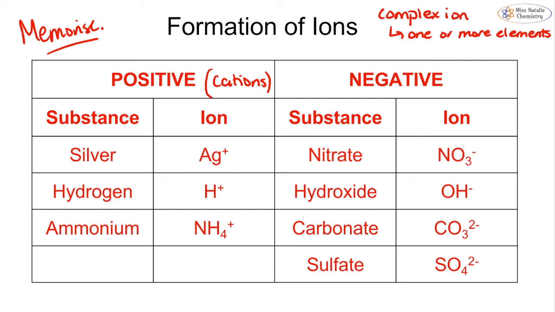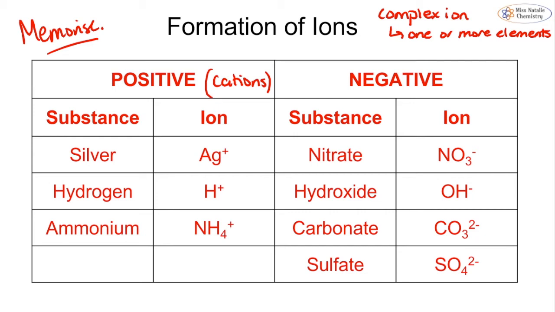Now we also have some negative substances, which is our nitrate is NO3 1-, hydroxide OH-, carbonate CO3 2-, and sulfate SO4 2-. Those are things that you have to know. So again, make sure you memorize these.